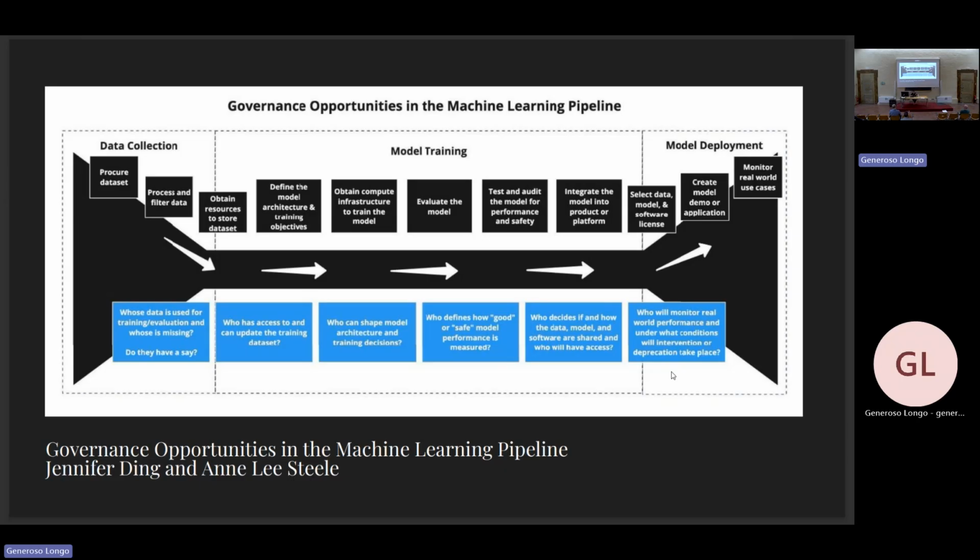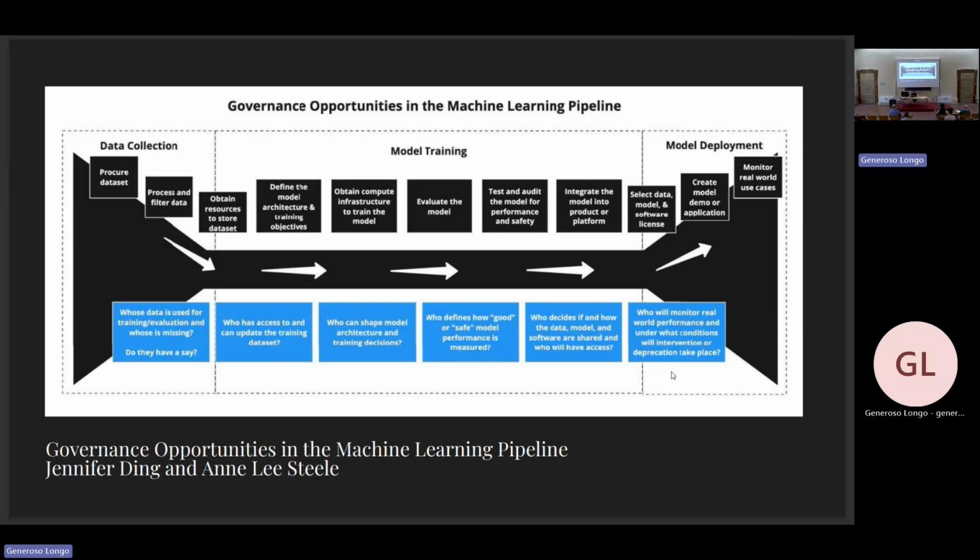So at the top, we have different steps along the pipeline, from data collection to model training to model deployment. And then on the bottom in blue, we have some of the governance questions that are raised by each stage. And really what we see them as are on-ramps, right? Opportunities to invite communities in to have a say. So in the beginning stage, when it comes to data collection, a question we might ask would be whose data is being used for training and evaluation, and also whose data is missing. Do they have a say? What kind of say do they have, and whether they want to be represented or not represented?